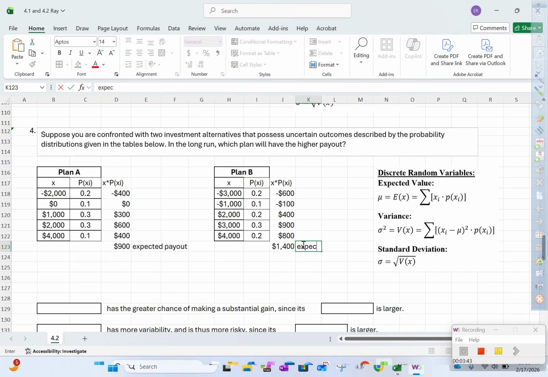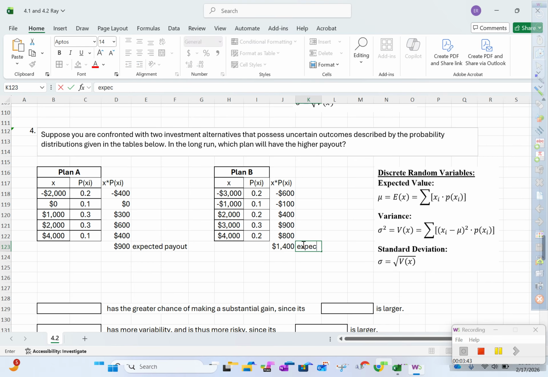So another thing that we can consider is the spread, or how the different payouts vary. The 1,400 is what we expect, but sometimes it's going to be higher, sometimes it's going to be lower. There's variation. So to do that, we're going to calculate the variance and the standard deviation, our measures of spread.